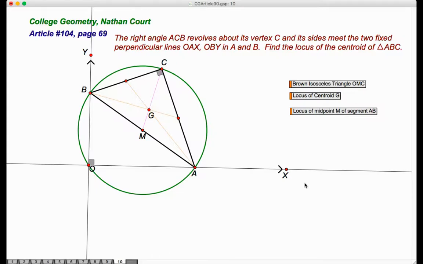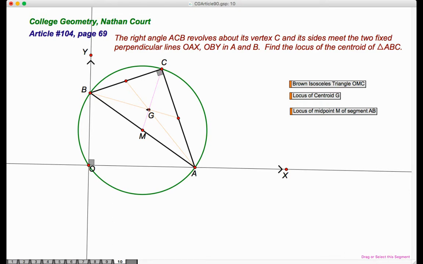Hello, this time we're going to discuss Article 104. The right angle ACB revolves around its vertex C, and its sides meet the two fixed perpendicular lines OAX and OBY in points A and B. We are asked to find the locus of the centroid of triangle ABC.